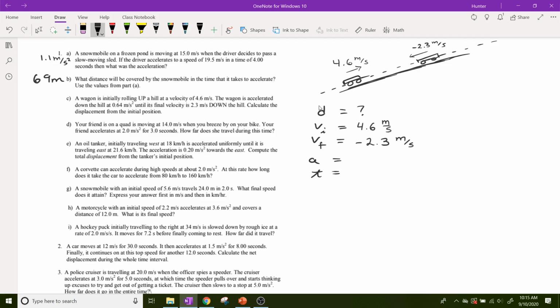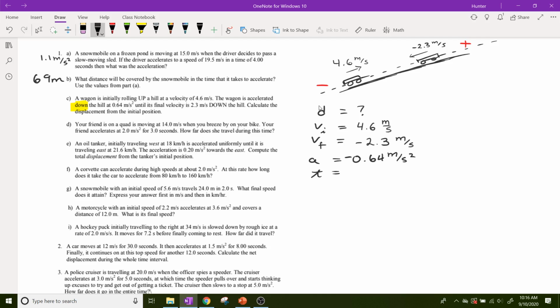Since it says the acceleration down the hill, that down is telling us that we're going to be going in the negative direction. So everything up the hill is going to be positive, and everything down the hill is going to be negative. So the acceleration in this case is negative 2.3 meters per. No, wait, hang on. I'm lying to you. What number is the acceleration? Negative 0.64 meters per second squared.